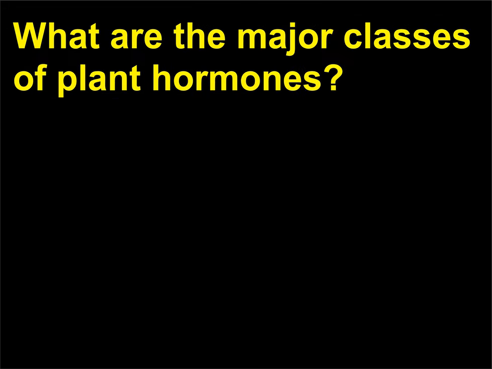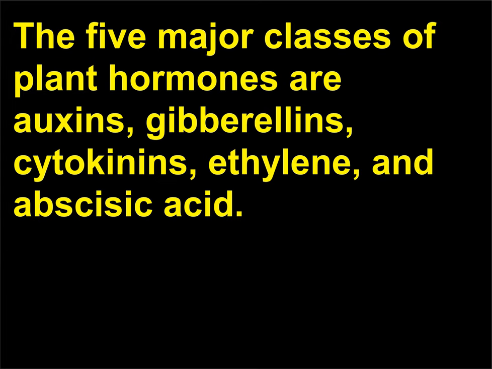What are the major classes of plant hormones? The five major classes of plant hormones are auxins, gibberellins, cytokinins, ethylene, and abscisic acid.